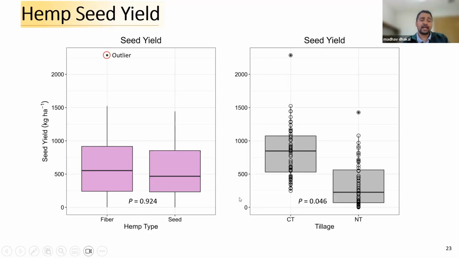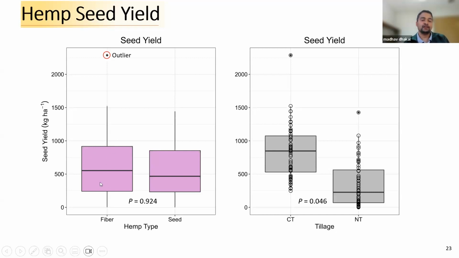Based on the hemp type, the seed yield can be different. From our experiment, by testing 2 hemp types, fiber and seed, we found the seed yield was around 500-600 kilograms per hectare from both seed and fiber hemp. Fiber hemp was even producing numerically more seed as compared to the seed hemp. The seed yield was also different between conventional and no-till. Conventional, of course, had good hemp establishment and was producing more seed as compared to no-till.